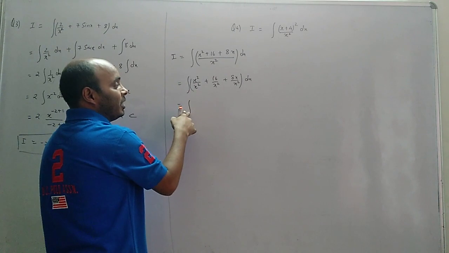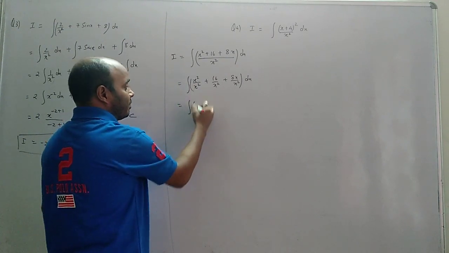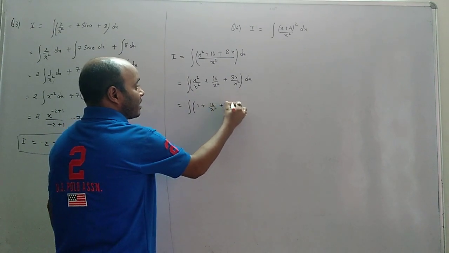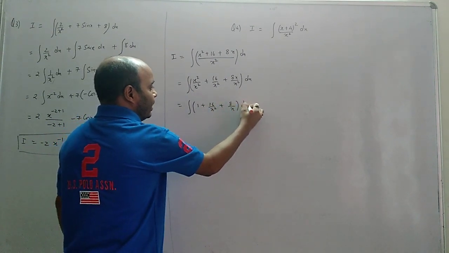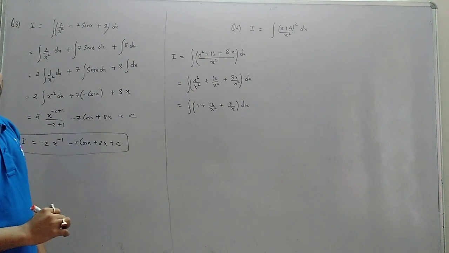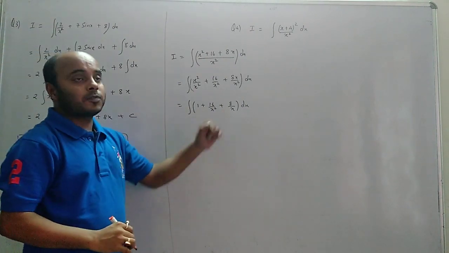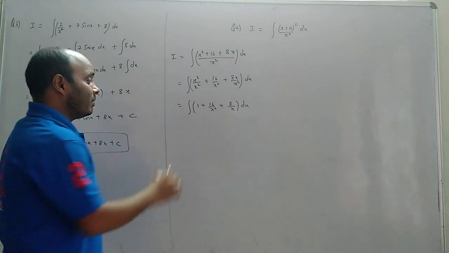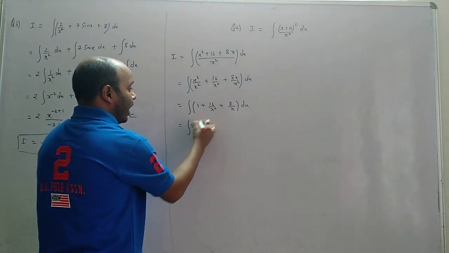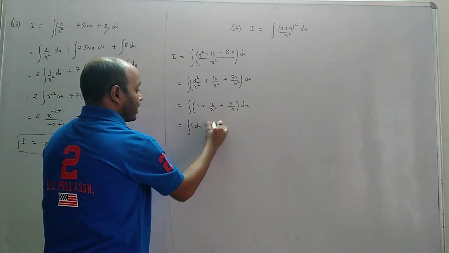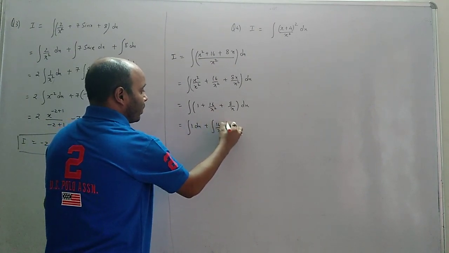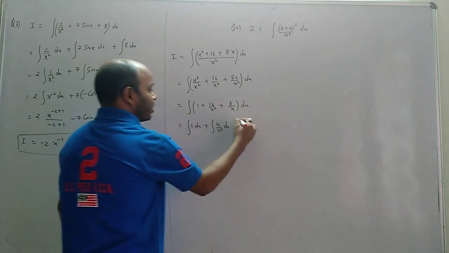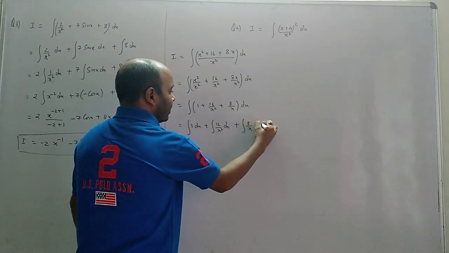Again integration will remain integration. Why? We are solving the only inside part. X square will cancel. 1 plus 16 by x square plus 8 by x dx. Okay, understood? Now this is plus plus plus form. जो पहले नहीं था उसको मैंने बनाया. Now we can segregate the integration. So integration 1 dx plus integration of 16 by x square dx plus integration of 8 by x dx.